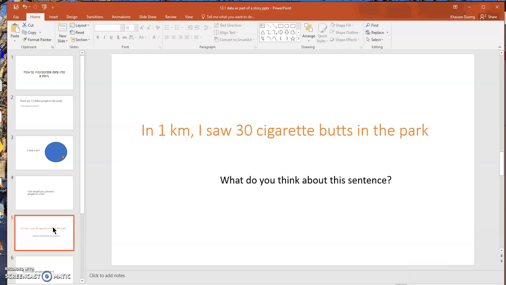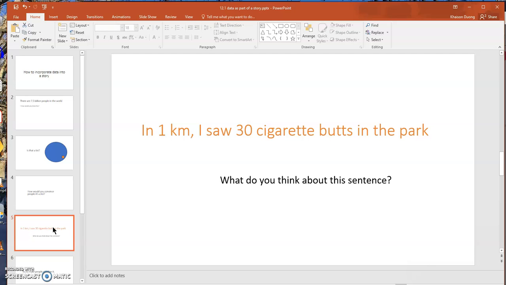Do you want to tell a story, the government should take better measures in cleaning up the park? Okay, so what story do you want to tell? And based on the story you want to tell, you'll set up your infographic differently.